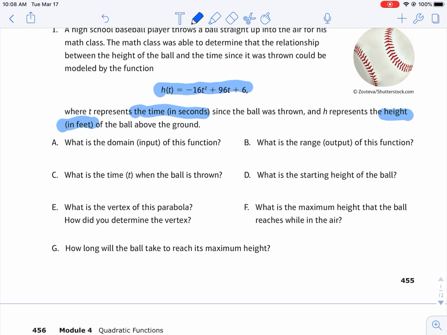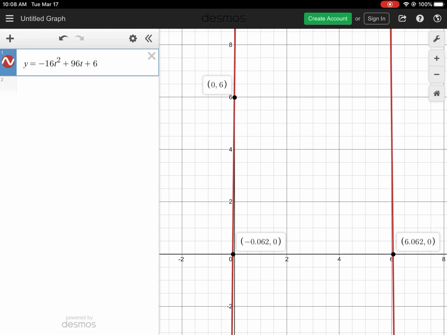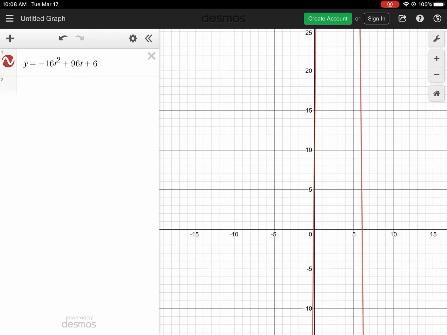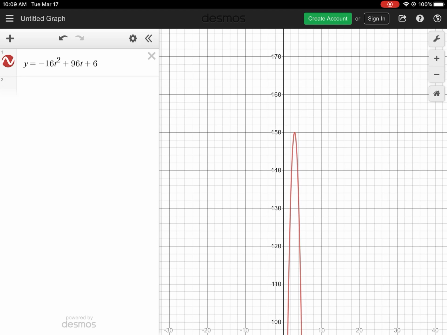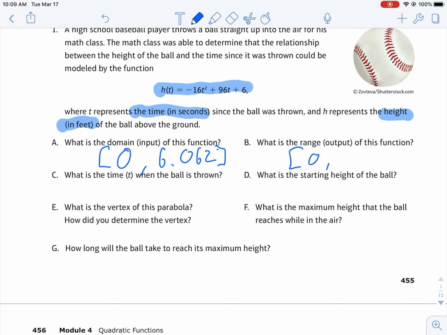We'll represent that as [0, 6.062]. Again, we're going to use brackets because it's included. The range is going to be how high up and down it is. Obviously, the lowest point is going to be 0 feet, and the highest point the ball gets to is 150 feet. So we're going to say [0, 150]. What is the time when the ball is thrown? That's going to be 0 seconds.